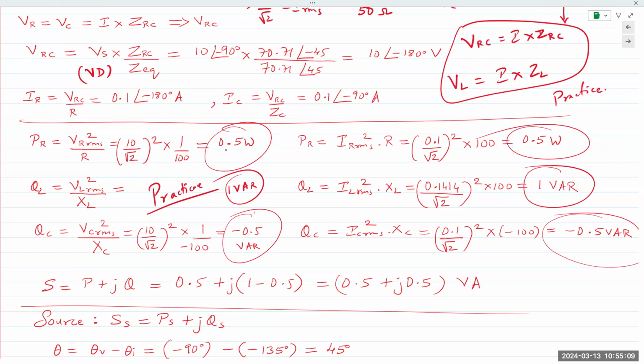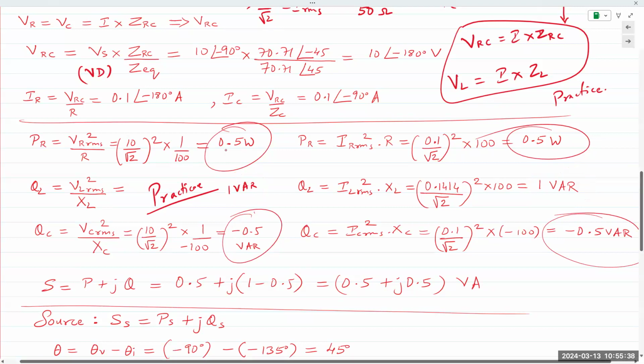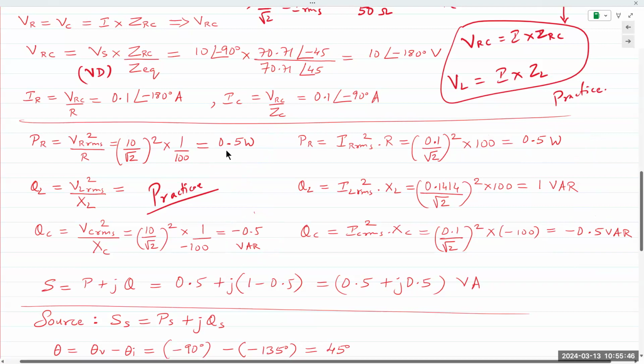You can use V square over R or I square times R. Same answers, no difference. And here is where I use the RMS values for the voltage and the current. Okay, RMS values. XL and XC you get from ZL and ZC. It's simply the magnitude. Okay, that's the reactance without the angle, without the sign. Is that clear to everyone? Any questions? This would still be 1 VAR.